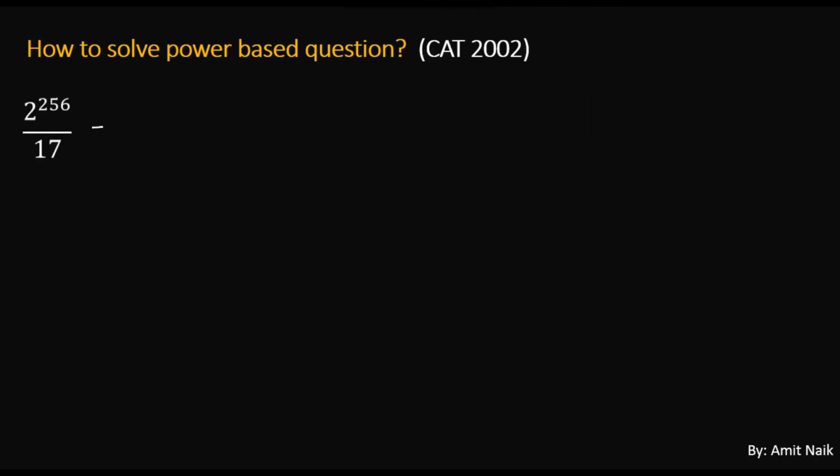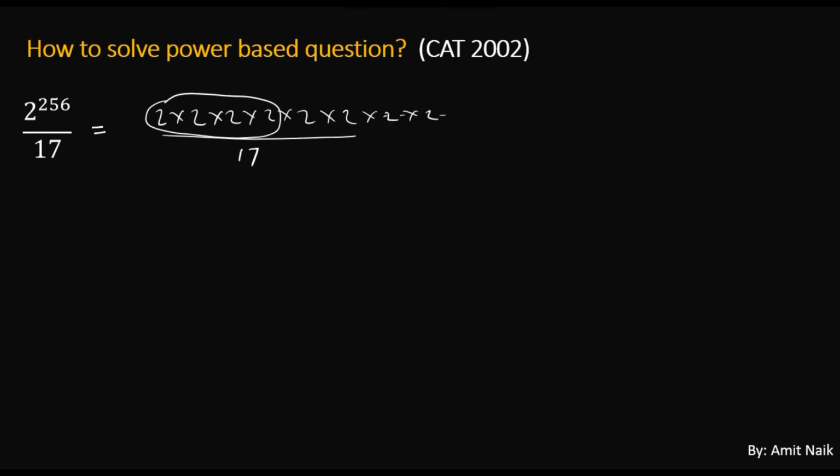The question says 2 to the power 256 divided by 17. Now here the moment you read the question, you should be able to analyze the numerator terms. 2 is multiplied 256 times and then divided by 17. Now quickly you should be able to analyze 2 to the power 4 is 16, which means if I form groups of four 2's together, that is going to help me out.